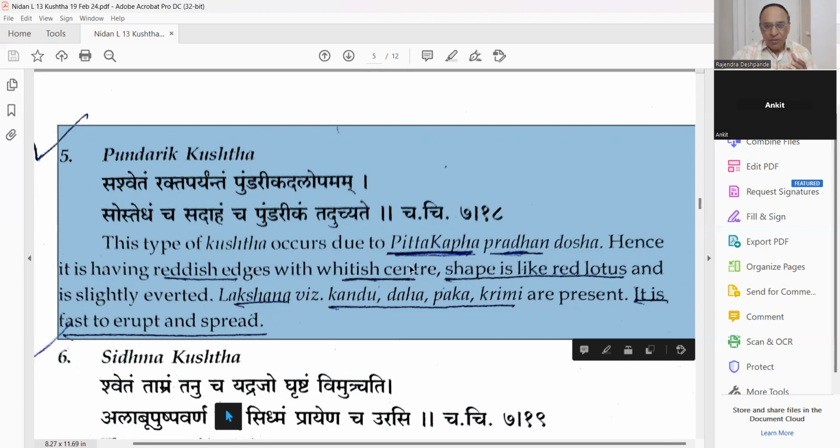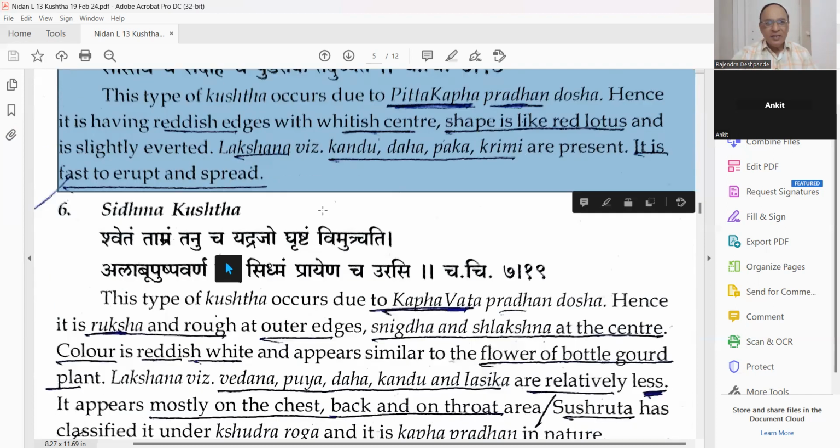Lakshanas: Kandu, Daha, Paka, and Krimi. Because of the Kapha, there is Kandu. Because of the Pitta, Daha, Paka, and Krimi. It is fast to erupt and spread, like the blooming of the lotus flower. Next is Sidhma.